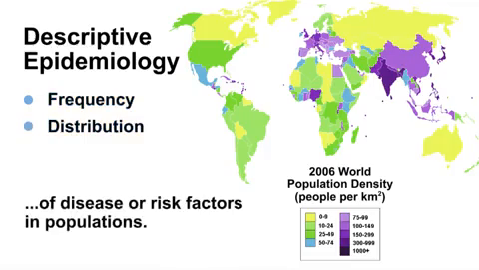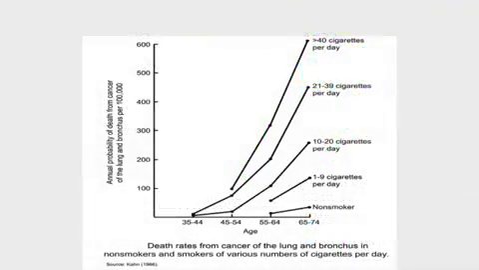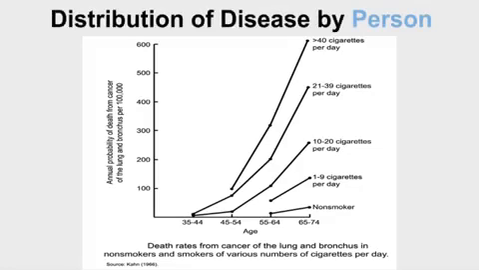Descriptive epidemiology can be used for hypothesis generation, but descriptive epidemiology usually cannot be used to test hypotheses. This graph shows lung bronchus cancer risk by amount of smoking per day. This is an example of looking at a distribution of disease by person. Personal characteristics include age category and smoking history.